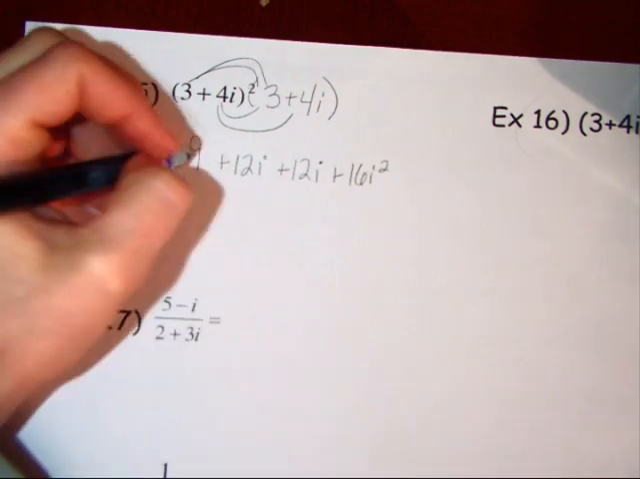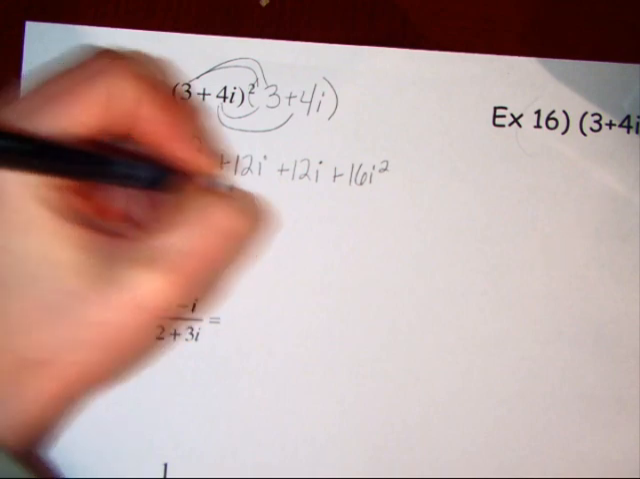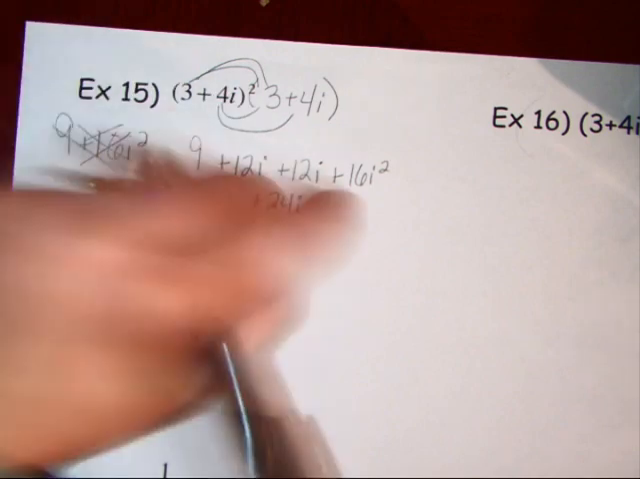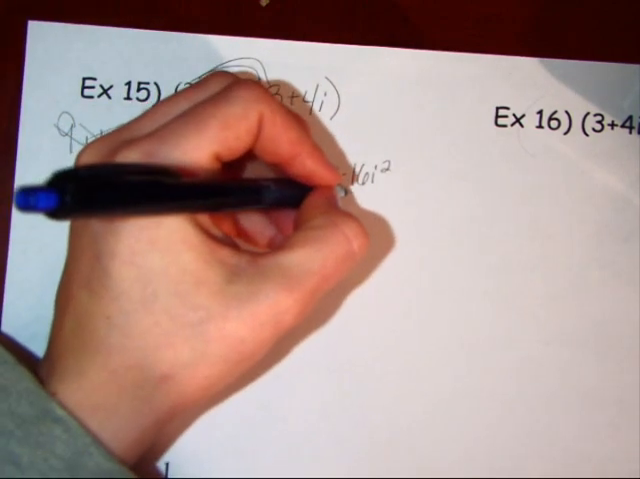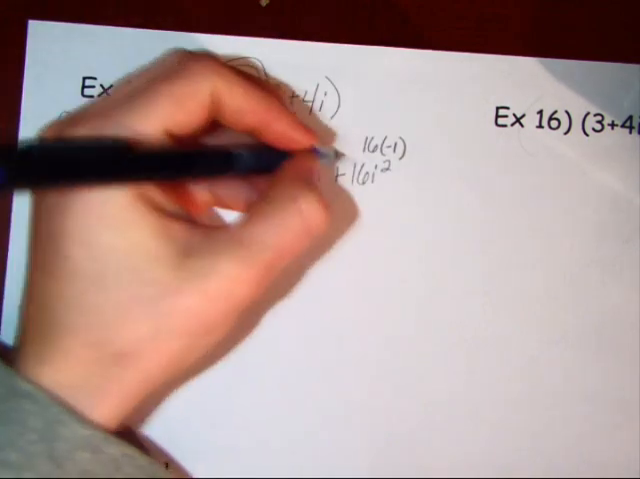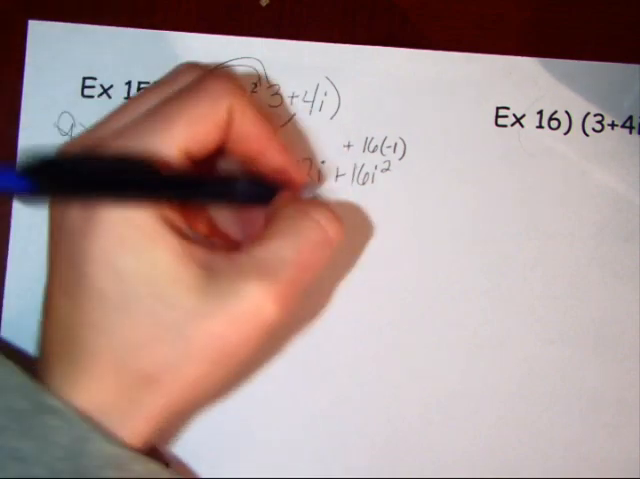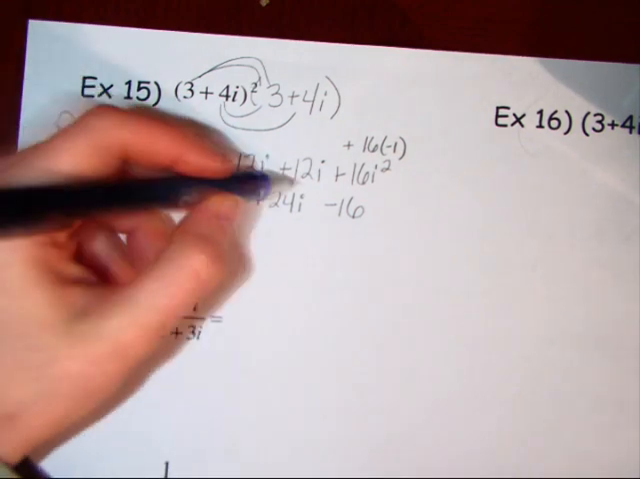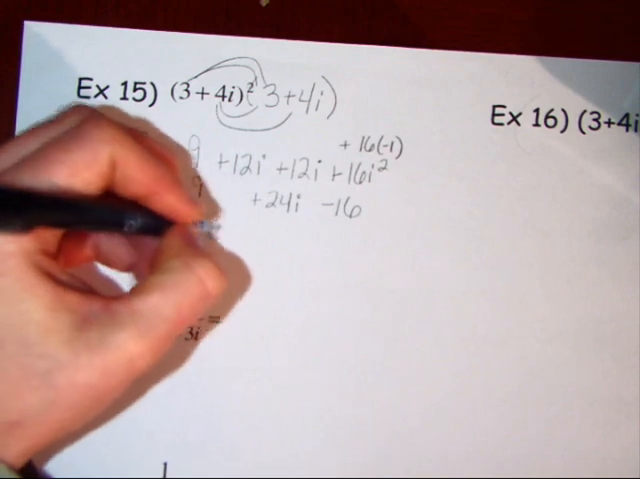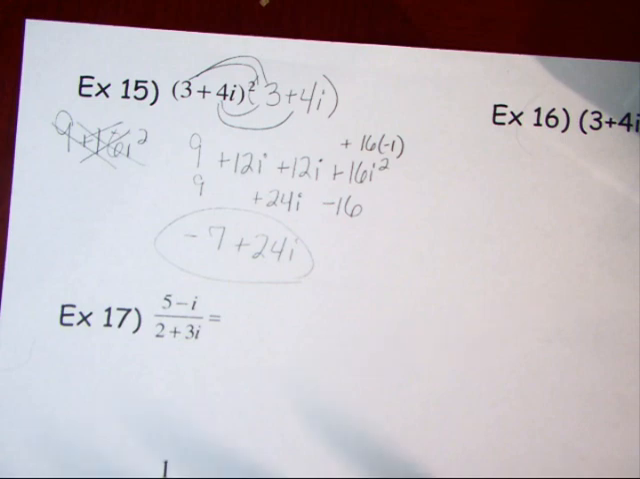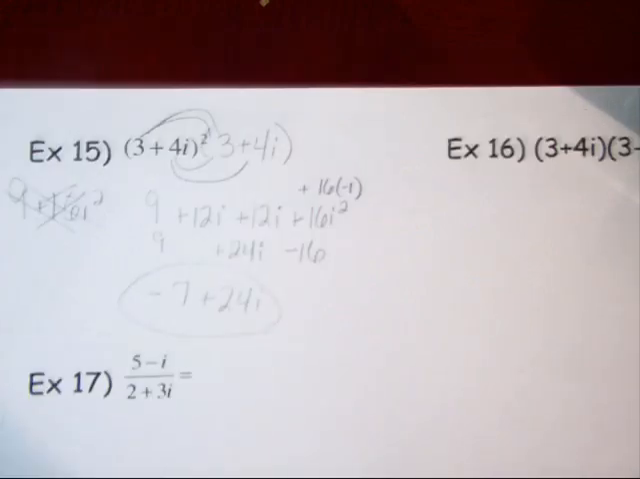Okay? So this stays as a 9. Now these two can make a 24i together. And you see that plus 16i squared? You promised me you'll remember i squared is actually a negative 1. It was a positive 16 with a negative 1. That makes a minus 16. That's the idea there. i squared always goes away. So I combine my like terms. 9 minus 16 is negative 7. And we have 24i.